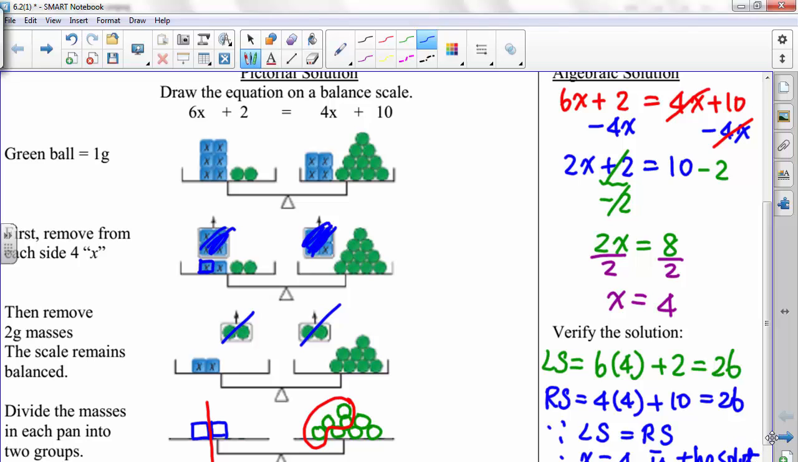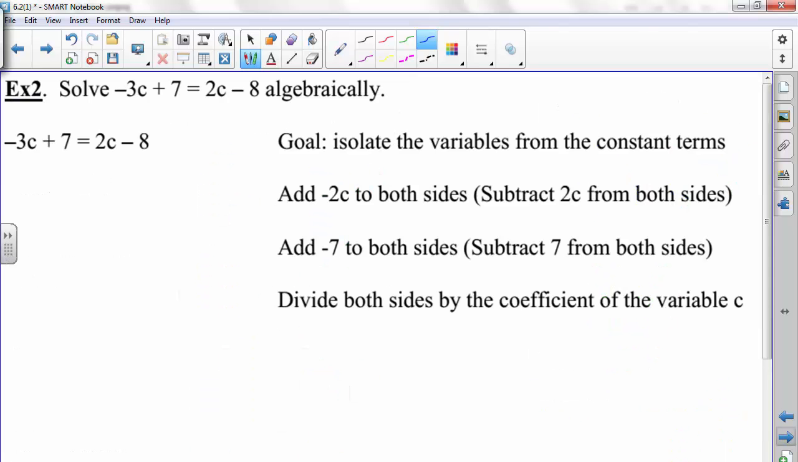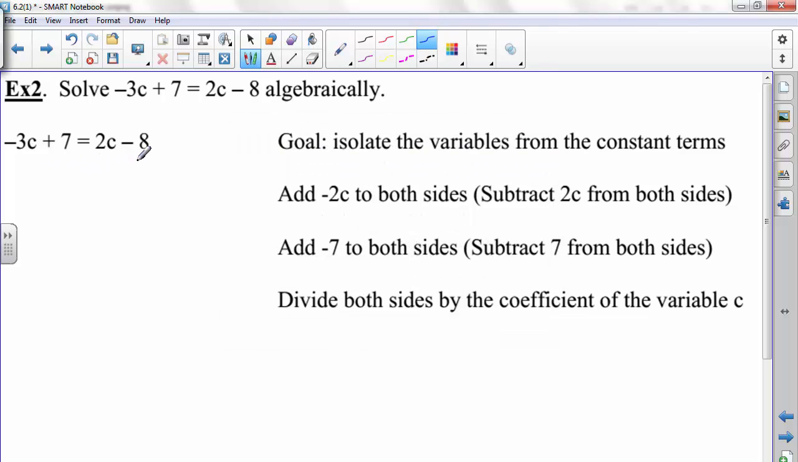for the equation. So that's how I can use the algebraic method to solve one equation with variables on both sides. Okay, let's try to solve this equation using the algebraic method we just finished in example 1. Let's look at this equation: negative 3c plus 7 equals 2c minus 8.